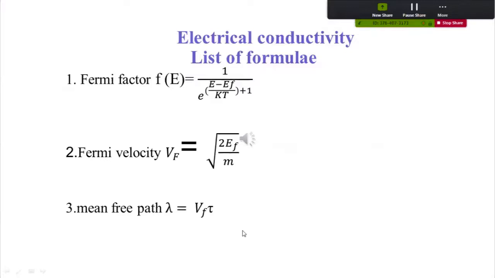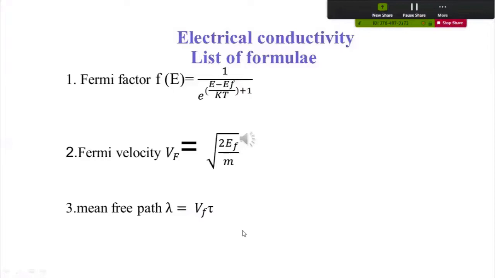The second formula we use in this chapter is the Fermi velocity, denoted by Vf. Vf equals the square root of 2Ef divided by m. The third formula is the mean free path, denoted by lambda. Lambda equals Vf into tau. These are all the formulas we use in this chapter. Now we will discuss all the problems one by one.